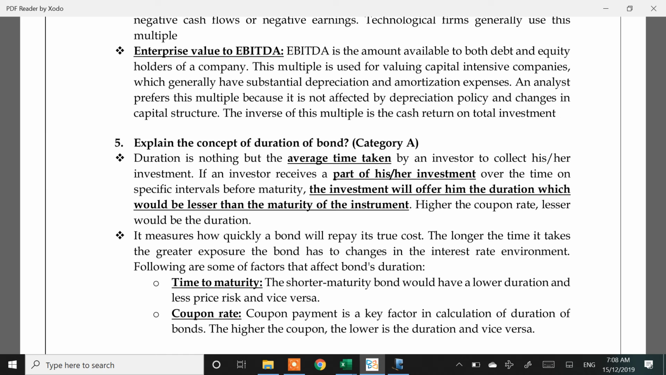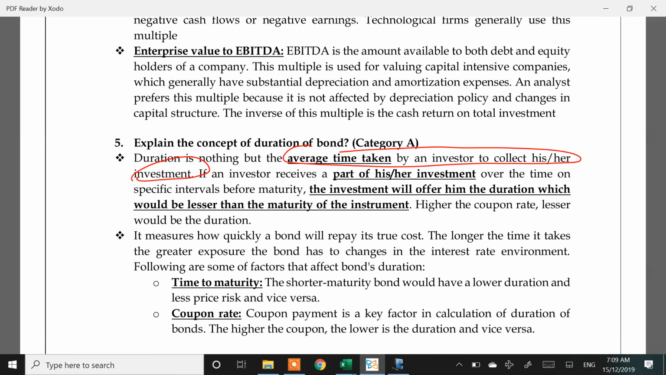Okay, next, duration. Duration is basically the time period at which the company is not exposed to any interest rate risks. So when an investor is investing in a bond, he should have a time period of investment, and he should ensure that his time period of investment is equal to the duration of the bond. This will ensure that I am not exposed to interest rate risk. So what they say is duration is the average time taken by an investor to collect his or her investment.